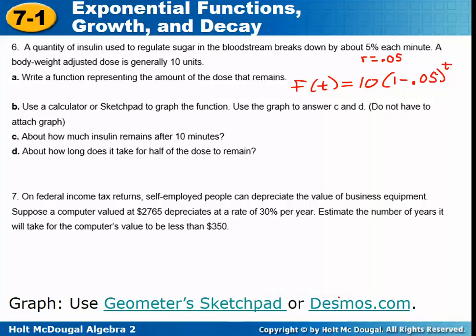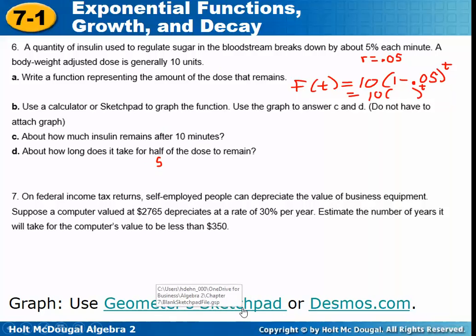And then for B, you are going to graph this using Desmos or Geometry Sketchpad. You don't have to attach your graph for these, so we'll use whichever ones you like better. Then you're going to answer the questions about how much insulin remains after 10 minutes, and about how long it takes for half of the dose to remain. So that would be about 5. You should simplify this: it would be 10 times 1 minus 0.05.